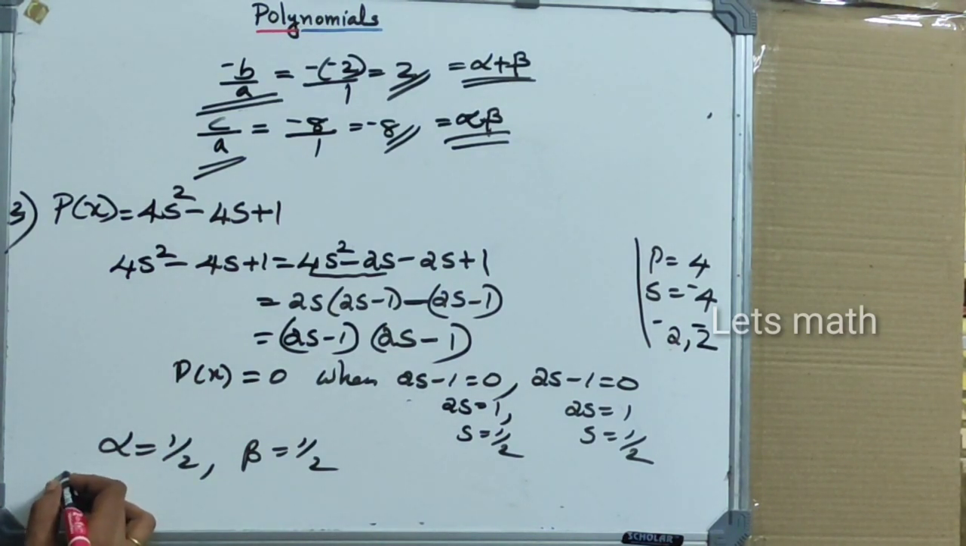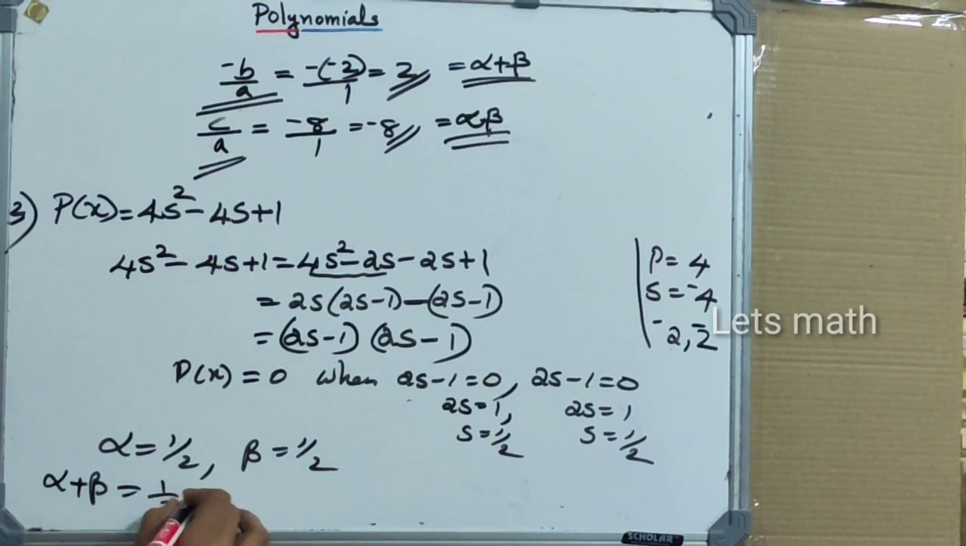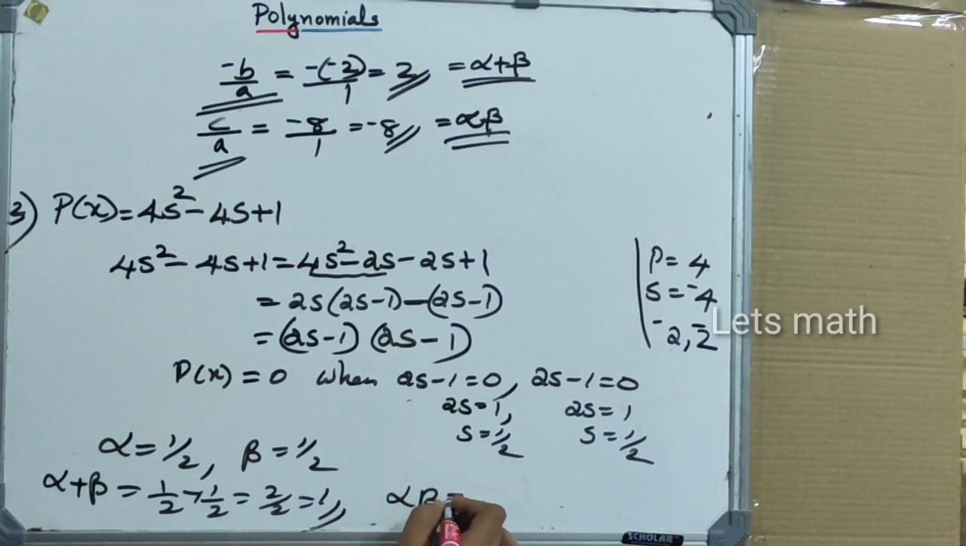Alpha plus beta we can find out. Sum alpha plus beta equal to 1 by 2 plus 1 by 2, that is 2 by 2, equal to 1, and the product of the zeros, alpha beta, that is 1 into 1 by 2, that is 1 by 2 again. Okay. Now find what is minus b by a. See that we get the same, and c by a is 1 by 4.